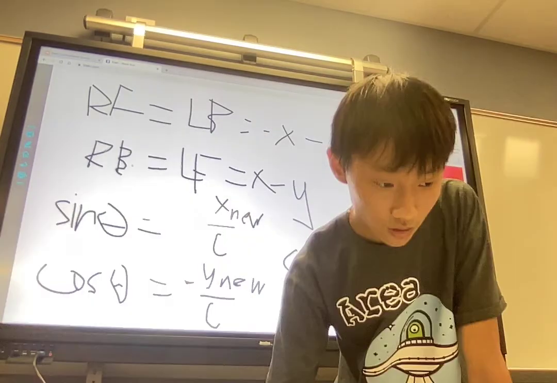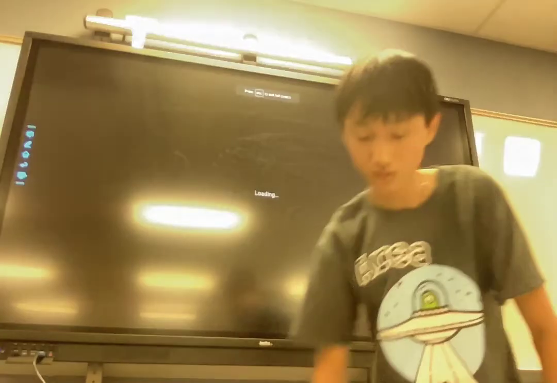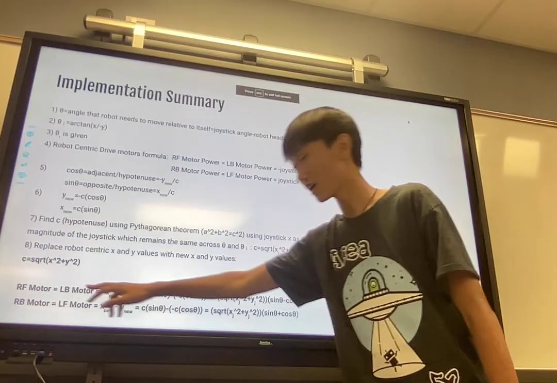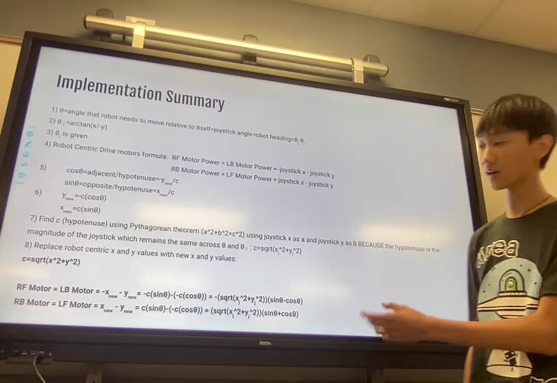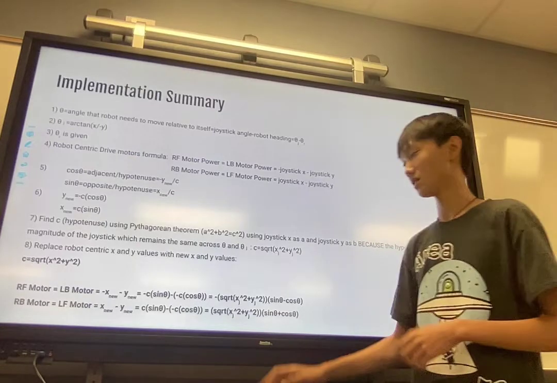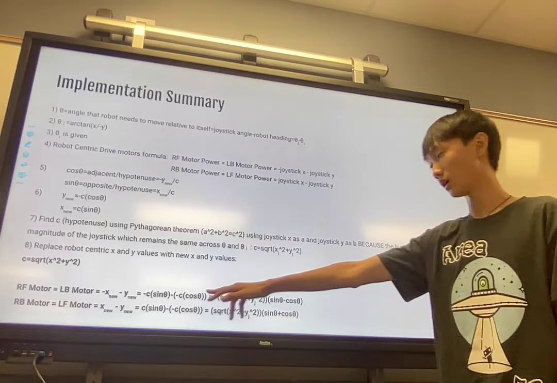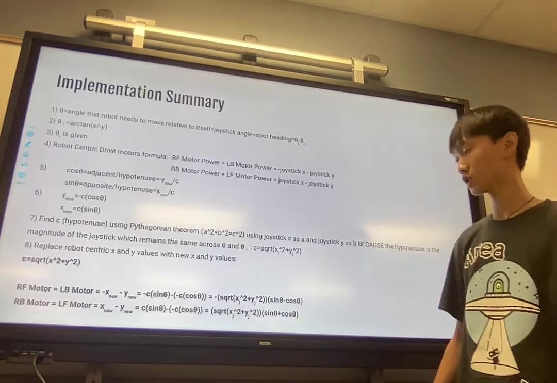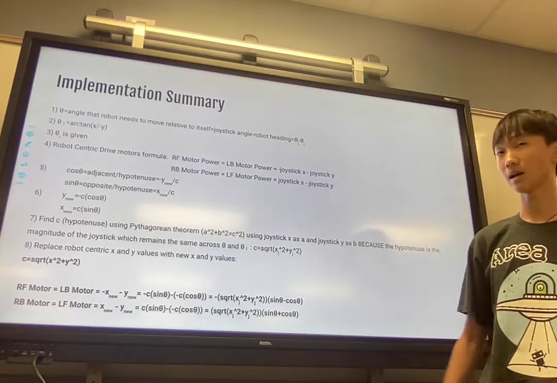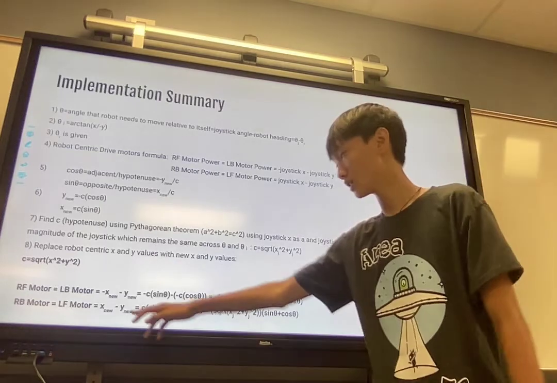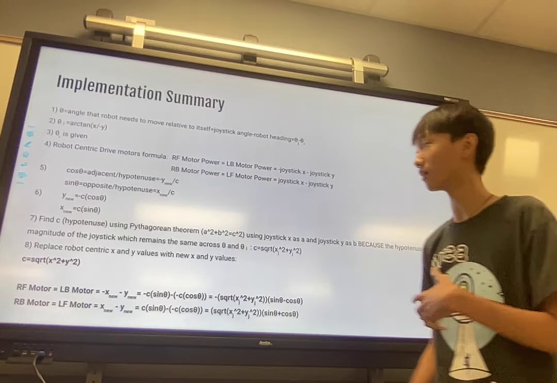And so if we go back to slides, you'll see the final equation down here. It's kind of small so you can't really see it, but right front motor equals left back motor equals -x new minus y new equals -c sine theta plus c cosine theta. And then you would replace c with the square root of x squared plus y squared. And the subscript j means it's the x and y of the joystick. And then new means that it's the x and y of the new angle that we found.